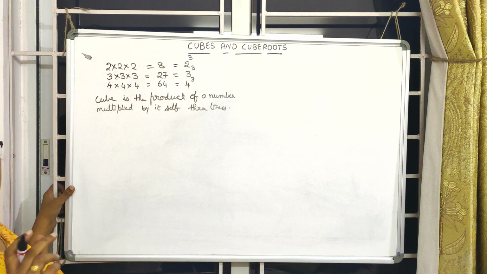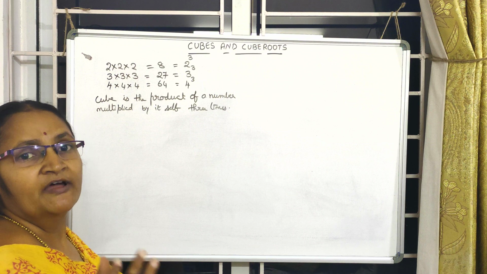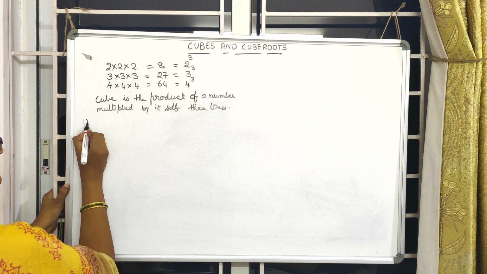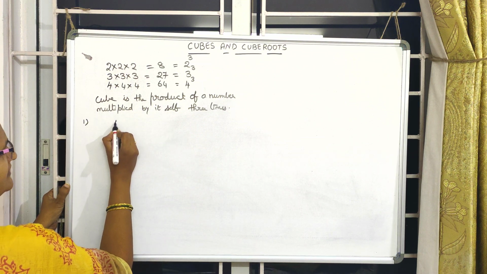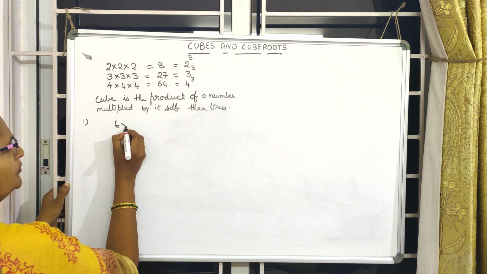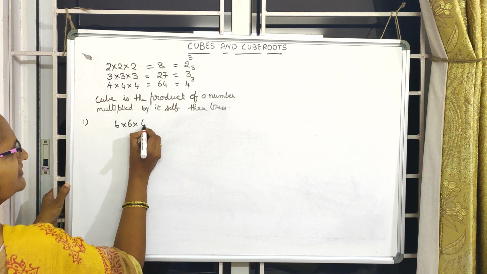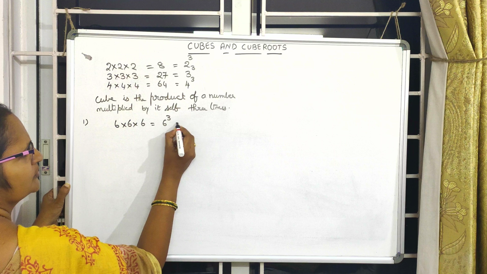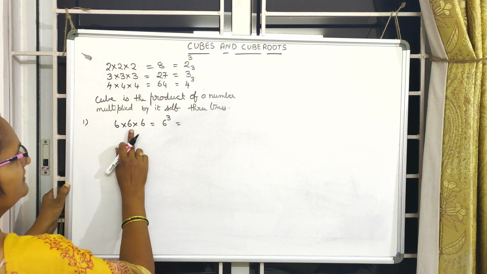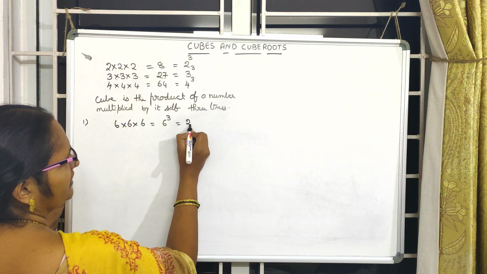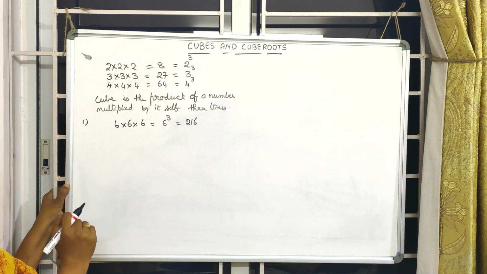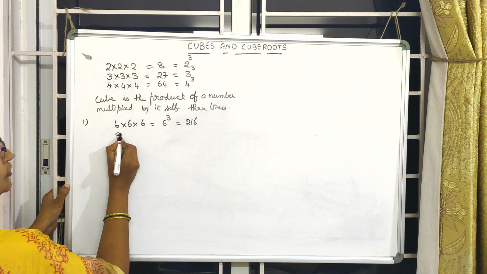Suppose I am taking the cube of an even number. Let us see. 6 is an even number. Cube means 6 times 6 times 6. This is 6 cube. How much is this value? 36. 36 times 6 is 216. Is it even or odd? Even. Now let us take one more number.